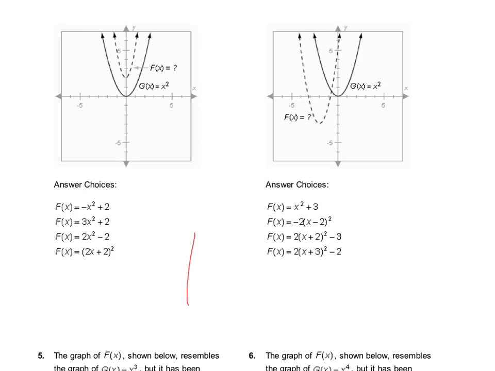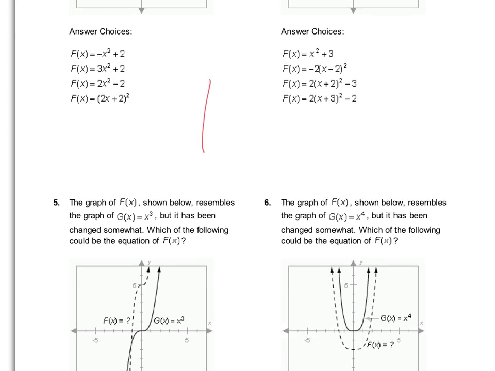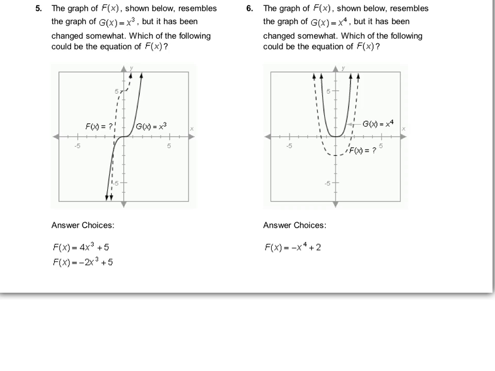So looking at number 5, it says the graph of f of x shown below resembles the graph of g of x equals x cubed, but it's been changed somewhat. Which of the following could be the equation of f of x? Well, I'm noticing first of all that it went up 5 units. That's something that I can for sure tell, but there's a couple different options that have a plus 5 there. So I've got to decide it. We've got to figure out if it was reflected or if it was stretched.